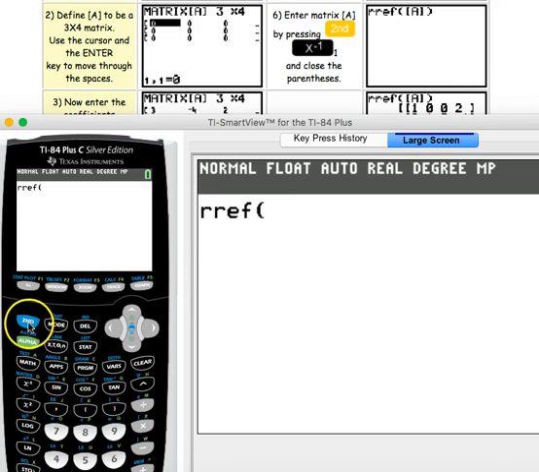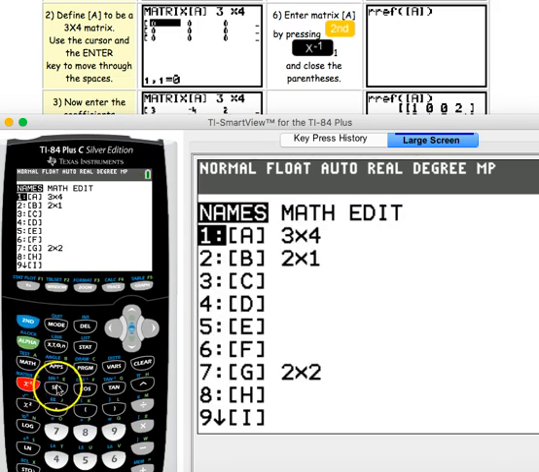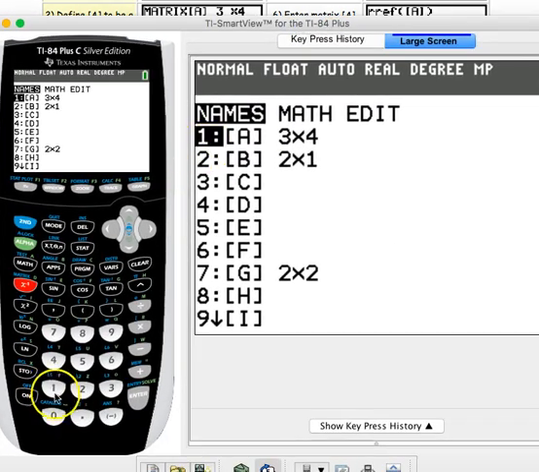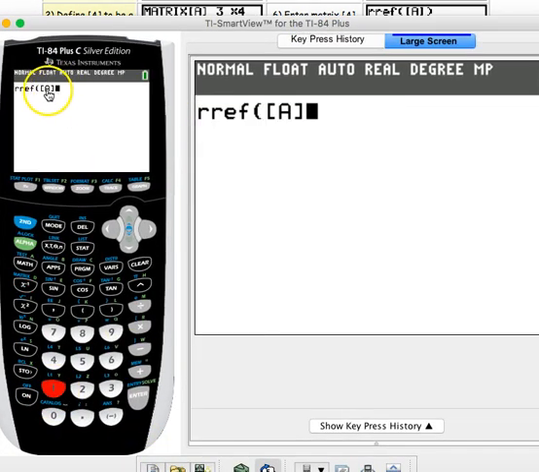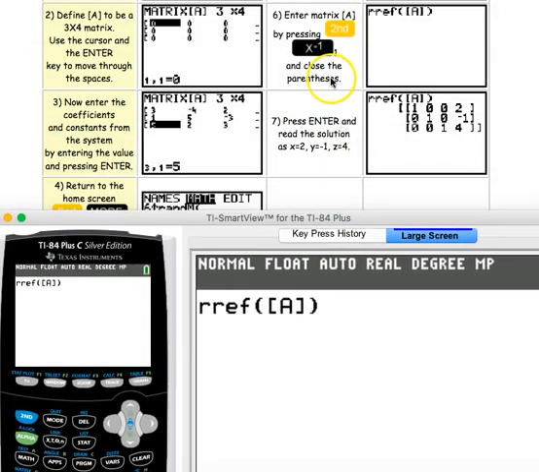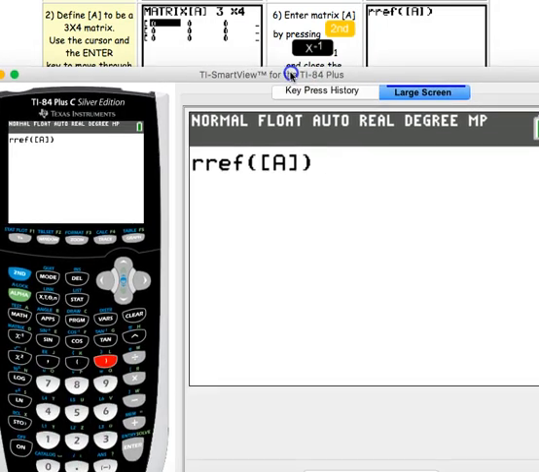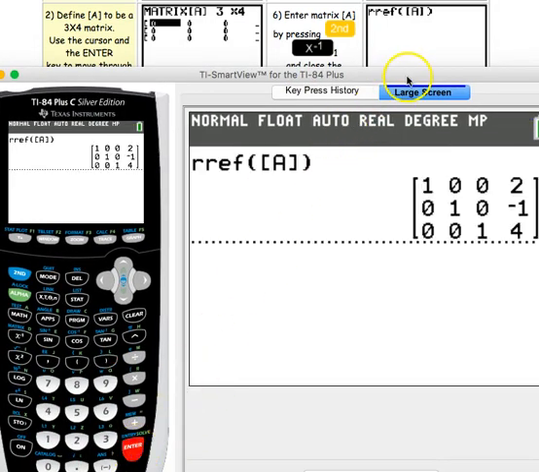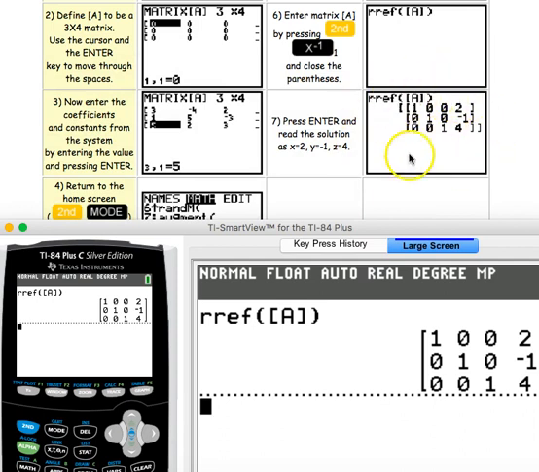So now I'm going to do second matrix again, because I have to name matrix A, which means I'm going to stay in the names menu, and I'm just going to choose the value where my matrix is, which is in 1. And so that types matrix A for me. I close the parentheses, and then I press enter. So when I do that, you see that this matches up with what I had on here. This is what we call reduced row echelon form. This is the answer matrix.